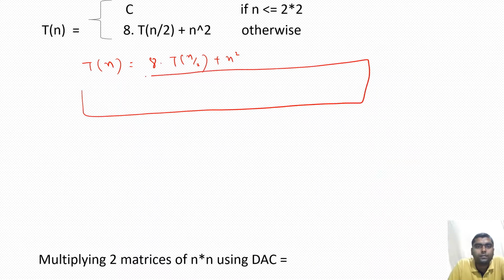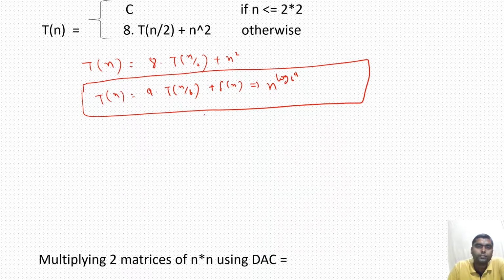I am writing over here. Master's method says this: T(n) = aT(n/b) + f(n). According to that, compare n raised to the power log a base b. If this is greater than f(n), then the answer is n raised to the power log a base b.